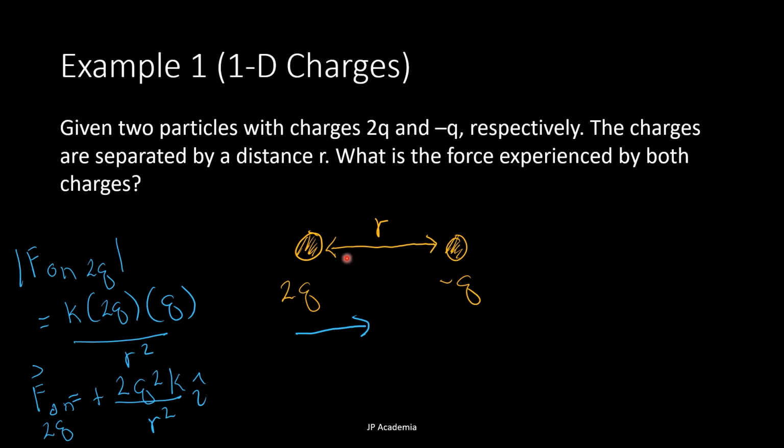So therefore, we expect na yung force mo ay papunta sa right kasi attractive yung force na may experience ni 2Q mo kasi opposite yung charge nila. And therefore, this is your force or force vector on 2Q. So this is equal to positive 2Q squared K over R squared I hat. So nasa positive I hat siya or going to the right siya as shown here.